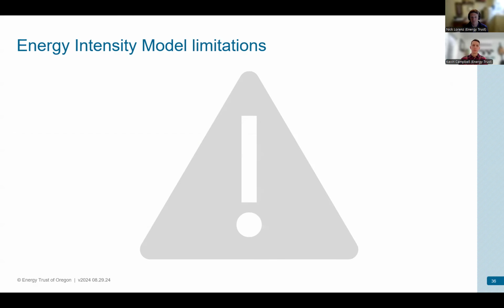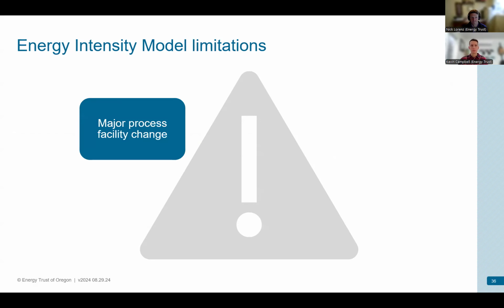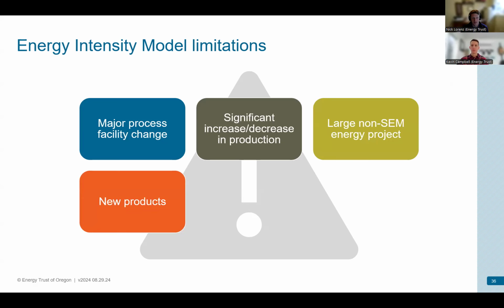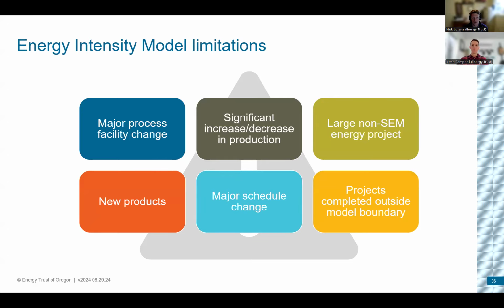So energy intensity models are robust and accurate, but they do have their limitations. If there's major process changes, if there's significant increases or decreases in production, if there's large non-SEM energy projects, there's new products, there's major schedule changes, or projects completed outside the model boundary. Now, each of these can disrupt the model.